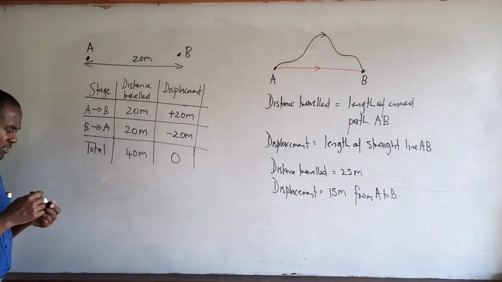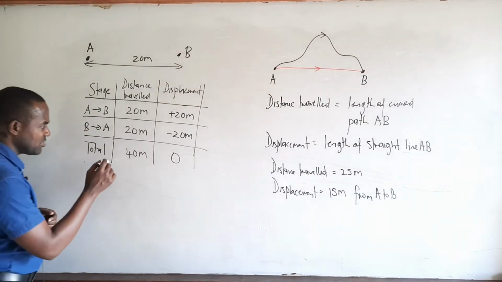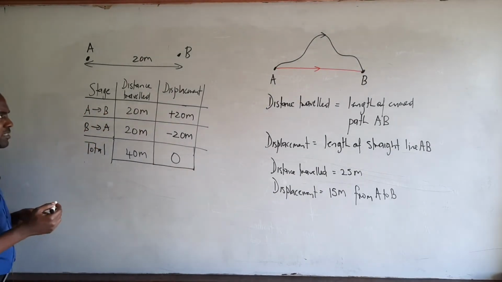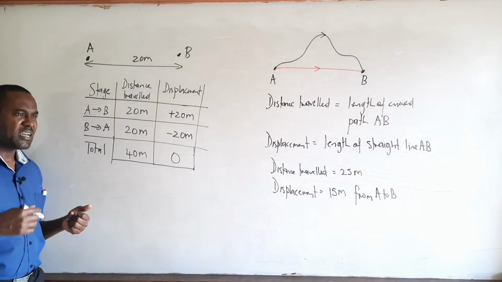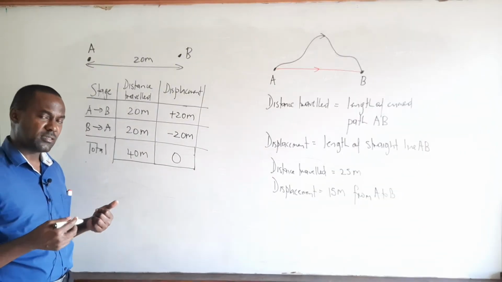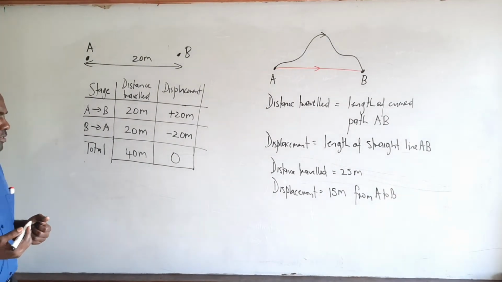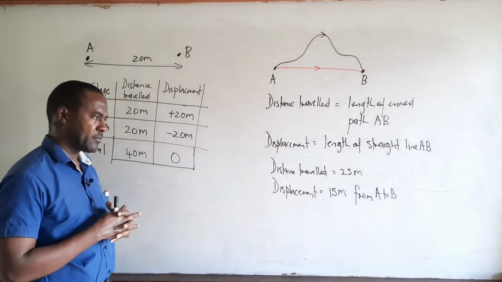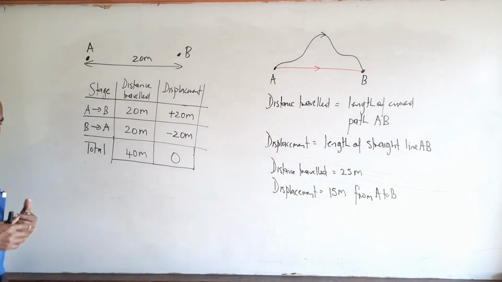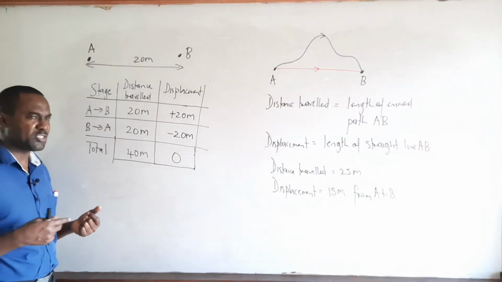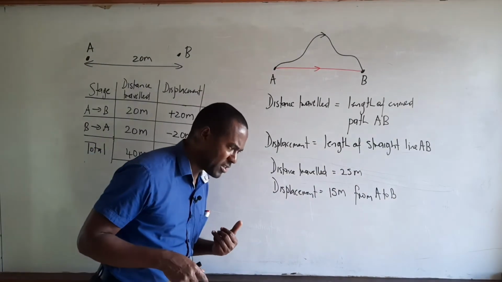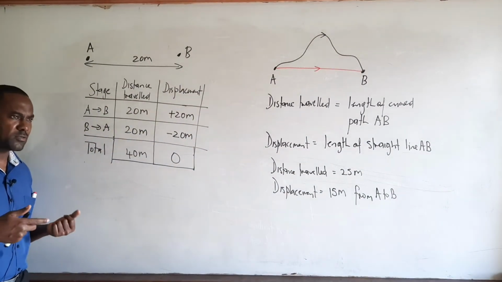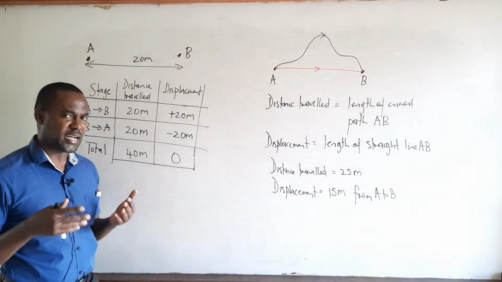So what do we notice? We notice that the person's distance traveled is 40 meters, but his net displacement is 0, right? Now, if the person's net displacement is 0, does this mean that the person did not move? No. What it basically means is that the person would have returned to the exact starting point.